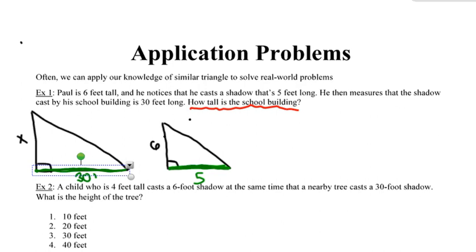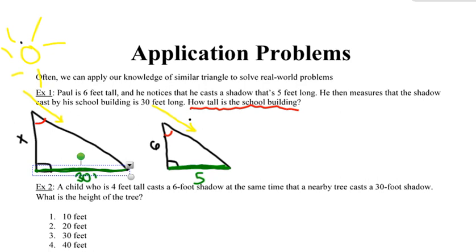It might be worth mentioning that I know that these triangles are similar because somewhere up here is the sun casting its rays down, and the angle of those rays is going to be the same for both the school building and for Paul, making my triangles similar by angle similarity.